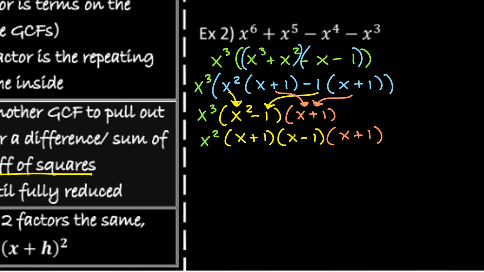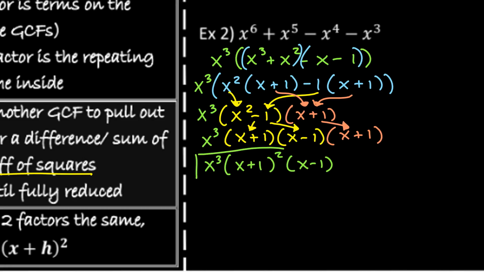And what did the last step tell us to do? If there are 2 the same factors, just make it squared. So are there 2 the same here? X plus 1 squared. Ah, there are 2 x plus 1. What's that? I keep putting x squared. Do you mean x cubed? Oh, thank you. Oh, no. Confusing me. How did I go down to a square? Yeah. X cubed, and then I have x plus 1 squared and x minus 1. And this is my final factored form.